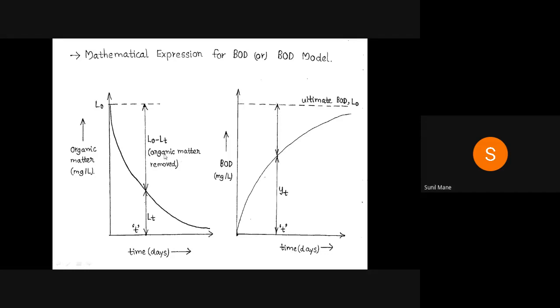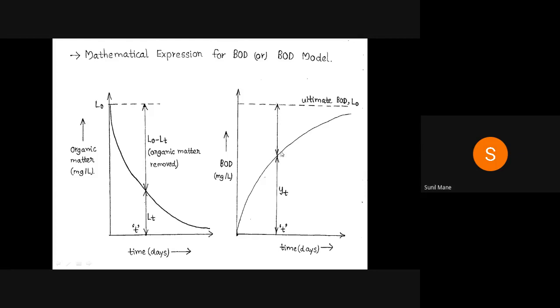Now, organic matter consumed or removed is this: this is the maximum organic matter, and this is the organic matter present at day 5. So L0 minus L5 is this much organic matter. Whenever this organic matter has been consumed, at that particular point this is the biochemical oxygen demand.